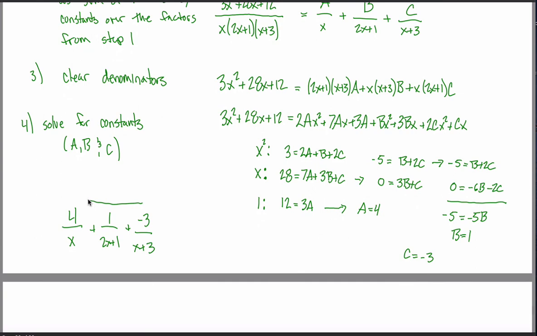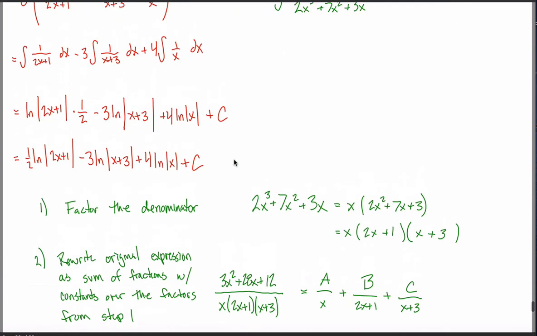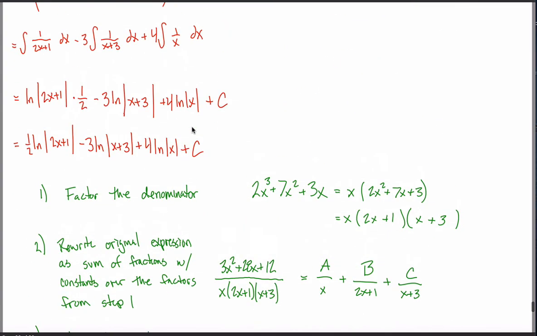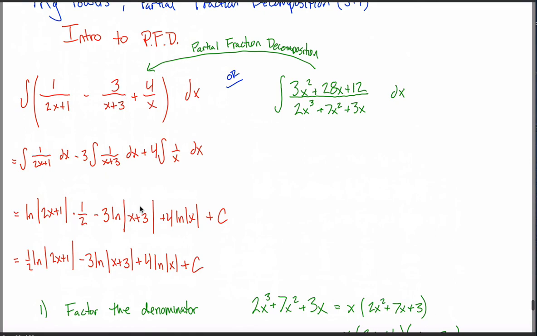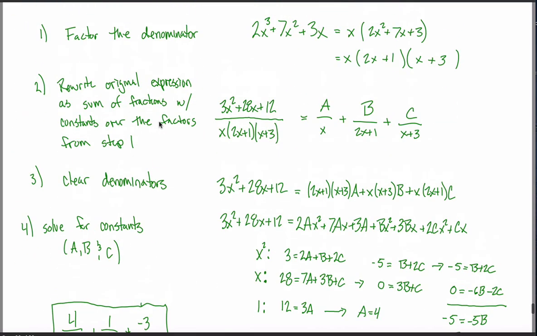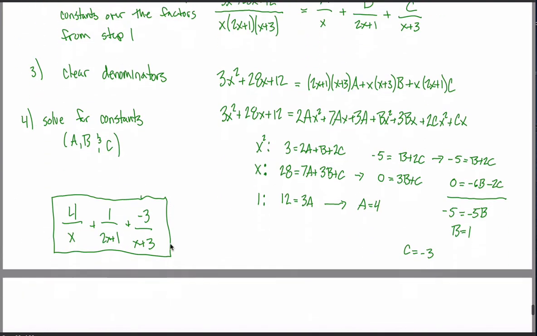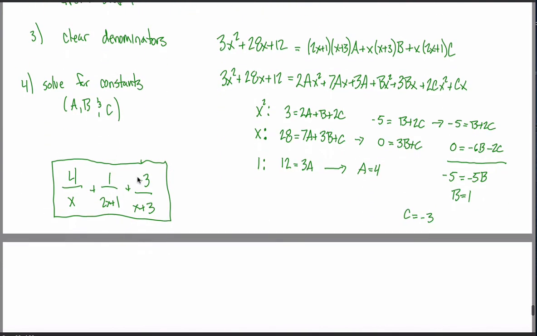In other words, my claim is that what I have here is the exact same as what I was given here. And the good news is that what I have here is something we already took care of up here, right? There's the 4 over x, 1 over 2x plus 1, and -3 over x plus 3.